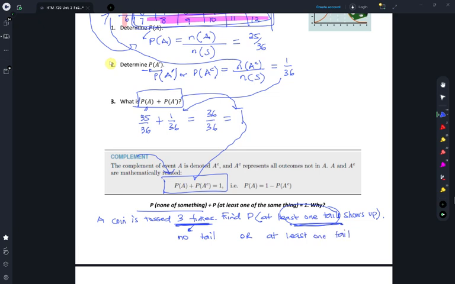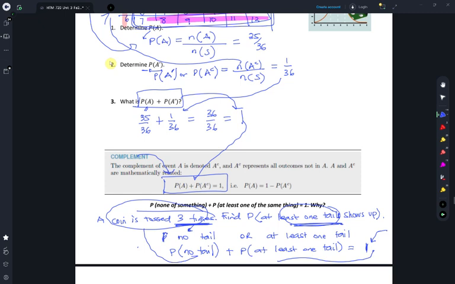If we're considering probabilities, it is such that the probability of no tail, plus the probability of at least one tail, is equal to the probability of certainty, which is 1. In English, you will read this as the probability of certainty. So it is certain that when you toss this coin 3 times, you will either get no tail or at least one tail. And these two events are mutually exclusive.